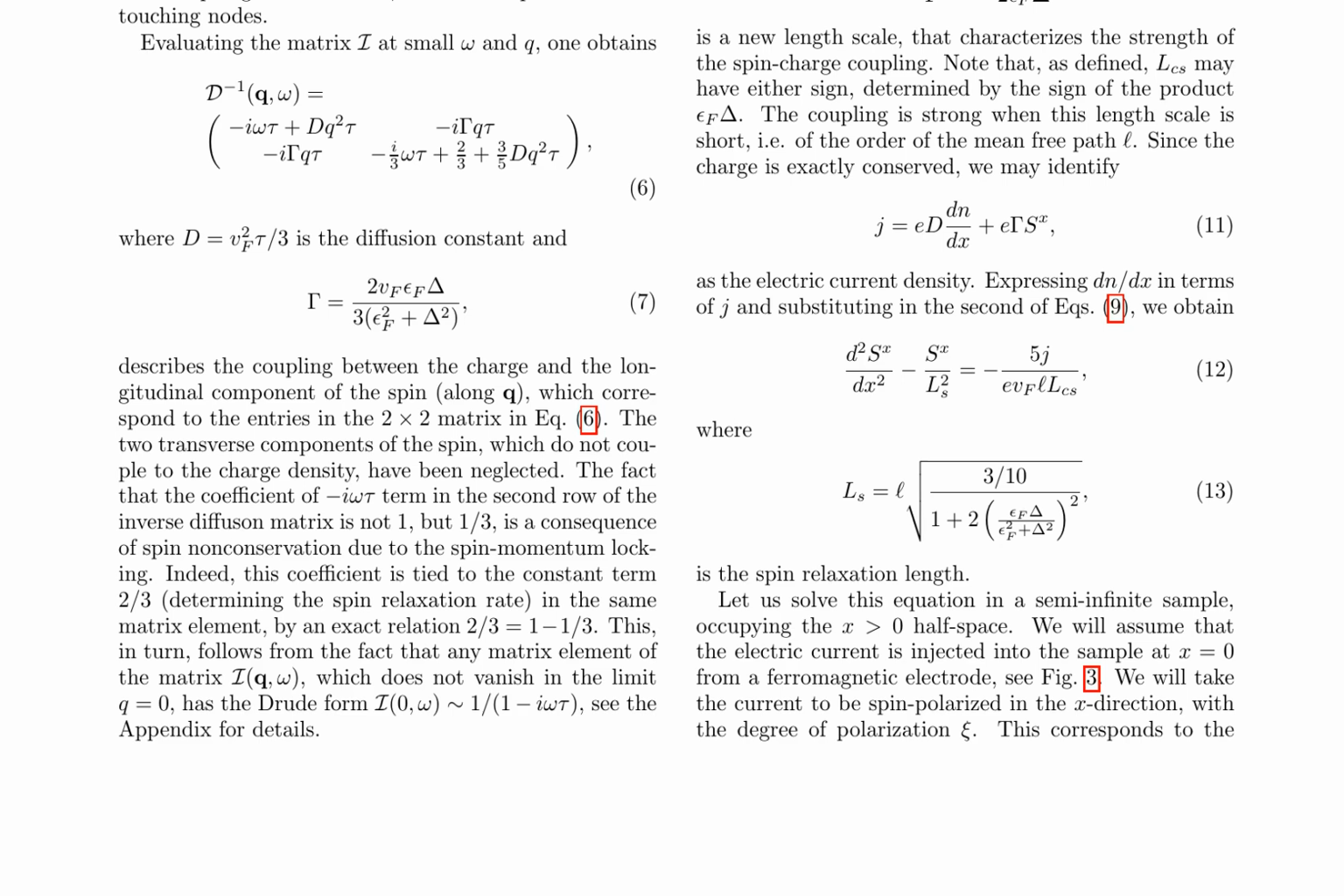A new length scale, L_CS, is introduced to characterize the strength of the spin-charge coupling, demonstrating its impact on the spin relaxation length, L_s. The authors also present a semi-infinite sample model, where electric current is injected from a ferromagnetic electrode at x equals 0, and solve the coupled spin-charge transport equations in this setup. This analysis provides insight into the interplay between spin and charge transport in chiral topological semimetals.